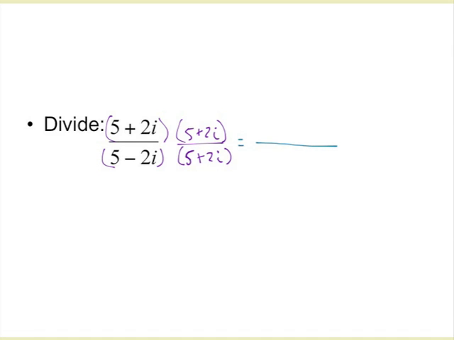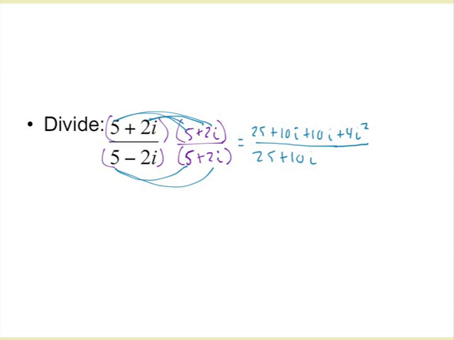So on the top, pass out the 5, 25 plus 10i. Pass out the 2i, 10i plus 4i squared. On the bottom, pass out the 5, 25 plus 10i. And pass out the negative 2i. Make sure you're passing out that negative. So you get negative 10i minus 4i squared.